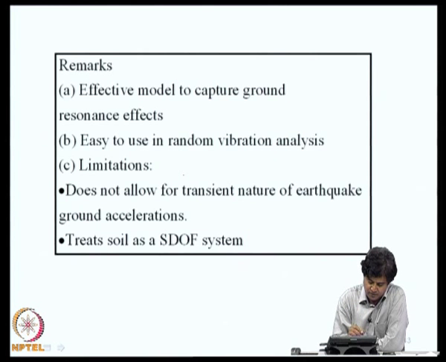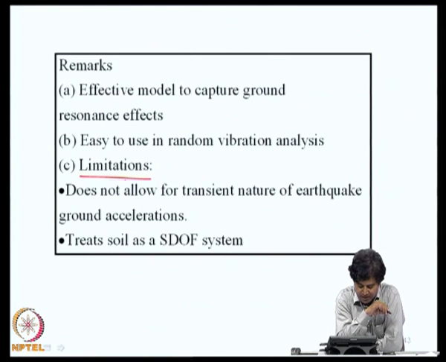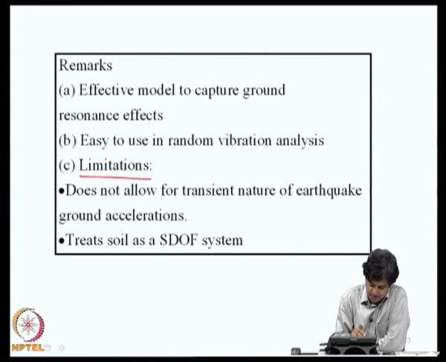The problem of course here is that this model does not recognize that the ground acceleration is actually a non-stationary random process, and the soil itself is taken as a single degree of freedom system, whereas a soil layer is a continuum, it can have probably more than one natural frequency in the frequency range of interest. This can be remedied, this can also be remedied.